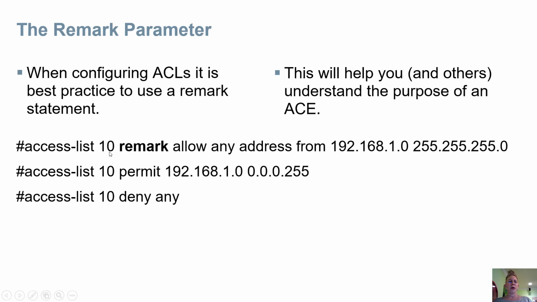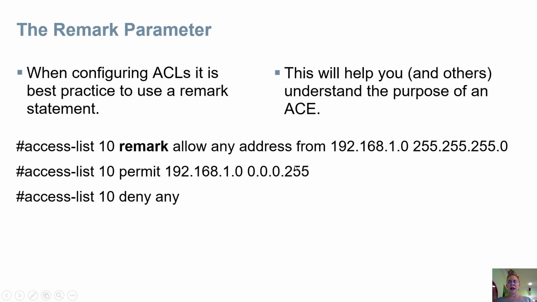Okay, so here's an example. We're doing a numbered access control list 10. What is this access control list doing? I just type in remark. I want to allow any address from the 192.168.1.0 network, right? This subnet mask, and you could even do a /24 there. You don't have to write out the subnet mask. I'm allowing any address from 192.168.1.0/24. Now I follow that up with the actual statements or the entries. Access list 10. Here I'm permitting 192.168.1.0.